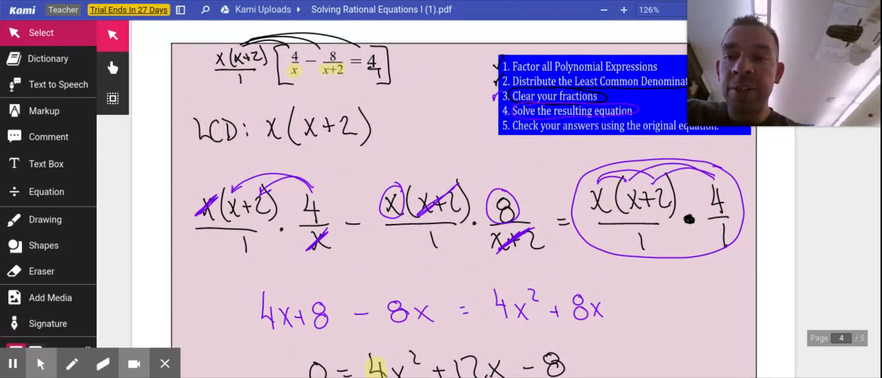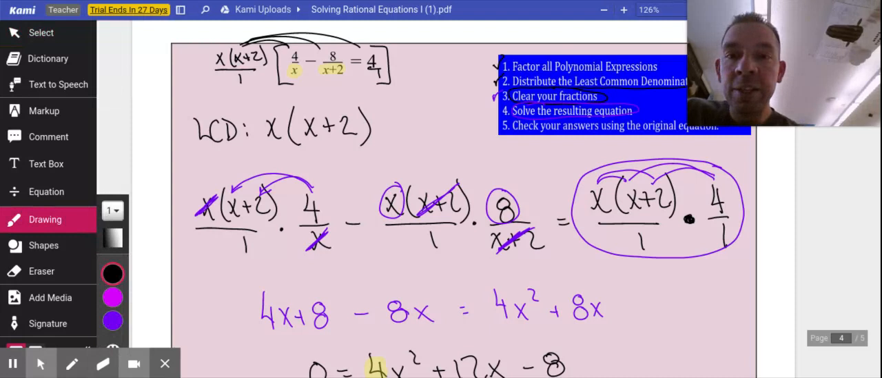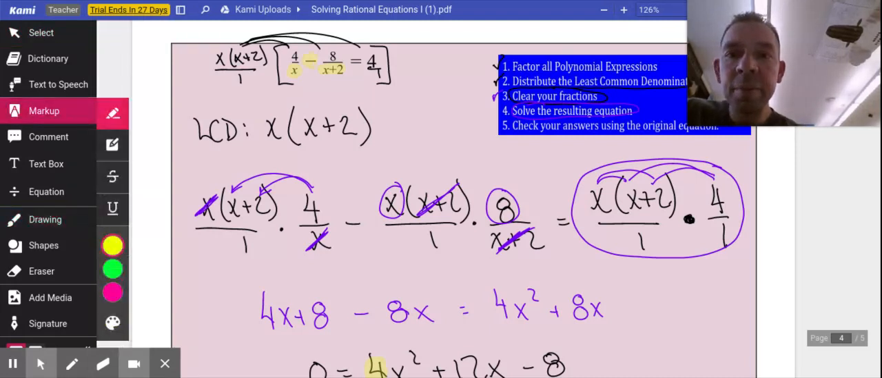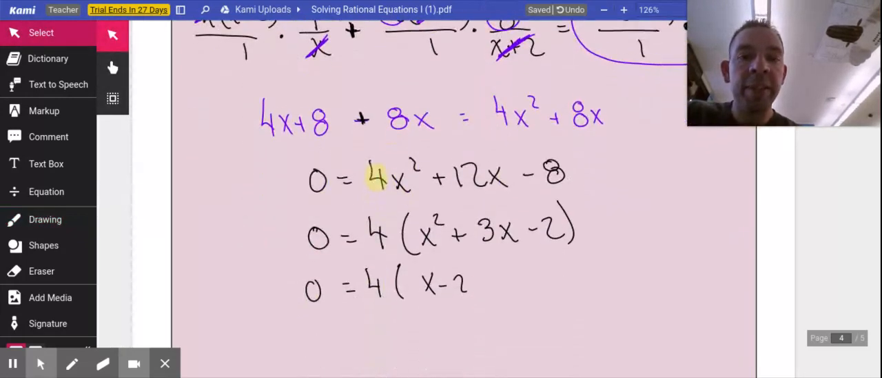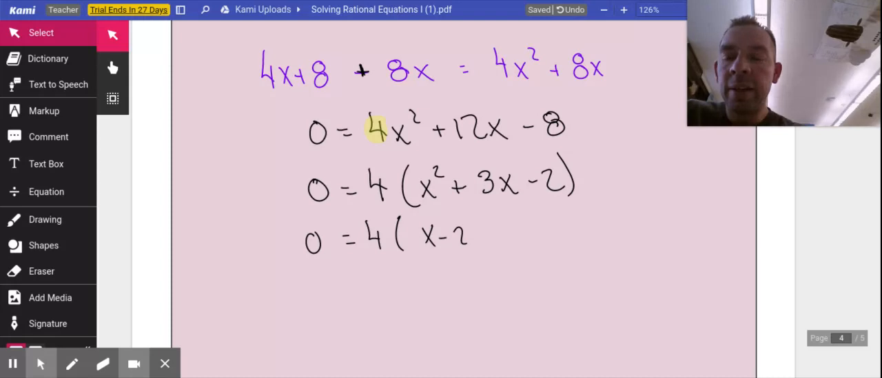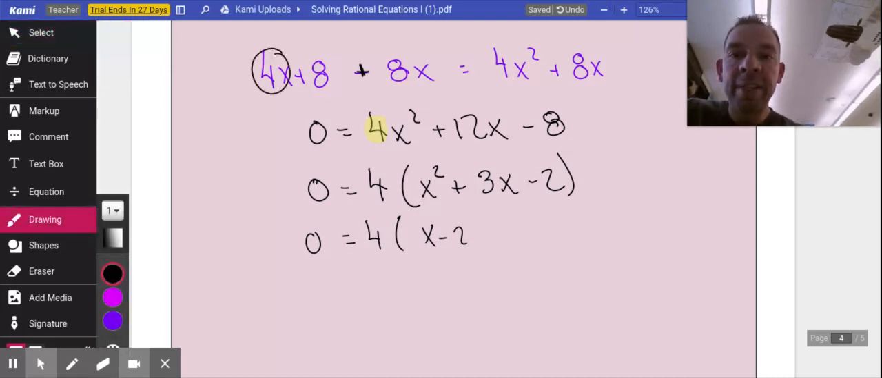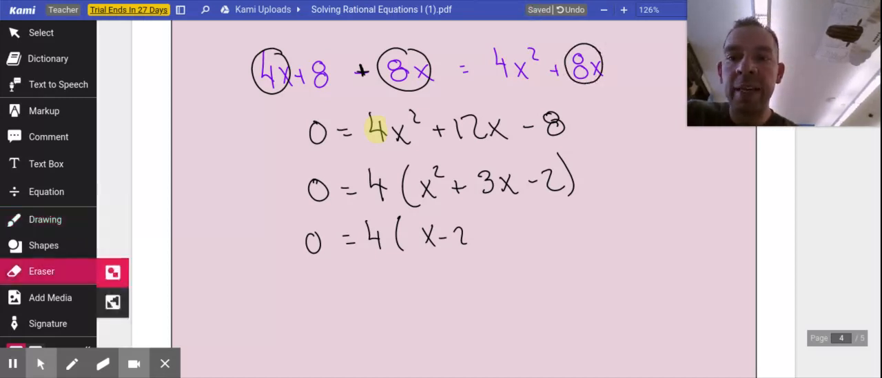I screwed up in the original here. This minus sign was supposed to be a plus sign. Okay, so this is going to be a really easy fix. Change that to a plus. So we got a plus sign right here. We got a plus sign right here. Okay, so what that's going to do is the 4x and the 8x make 12x, and then I'm going to subtract that over from this guy. So that's going to make, let's see here, negative 4x right here in the middle.